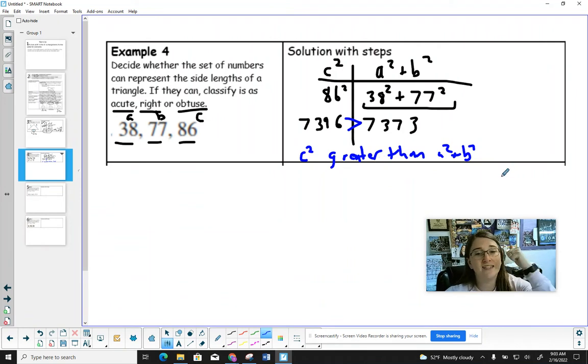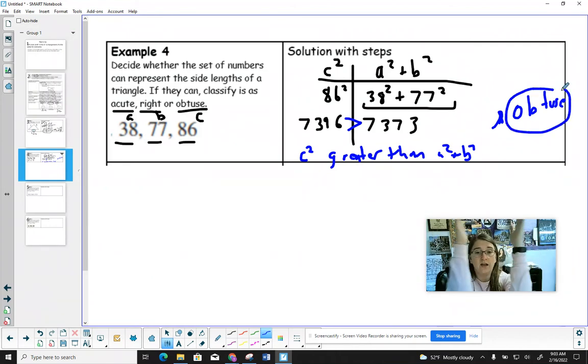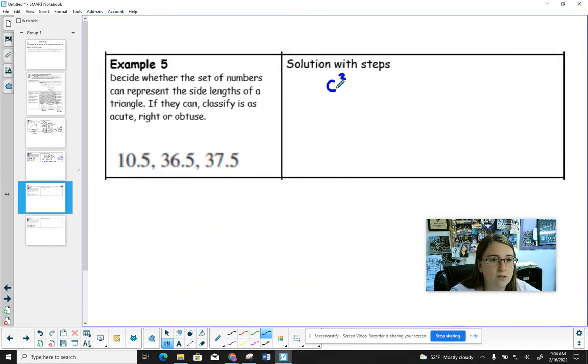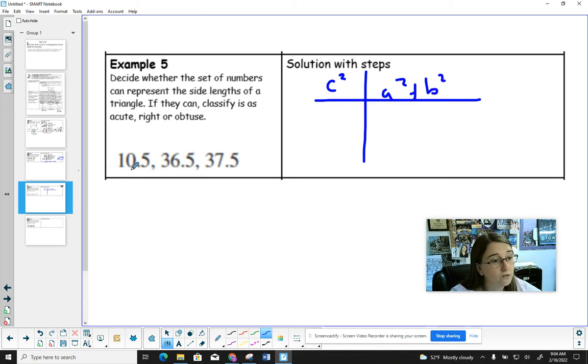So if c squared is greater than, what you need to think is greater than obtuse. This means it is going to be an obtuse triangle because that means we're opening greater than 90, right? Obtuse is greater than 90. So c squared greater than, obtuse. Try it again. Same thing, lay this out: c squared, a squared plus b squared. Be very careful, look carefully. Go ahead and plug in what has to be your c, what's going to be your a and b, and try and go from there.